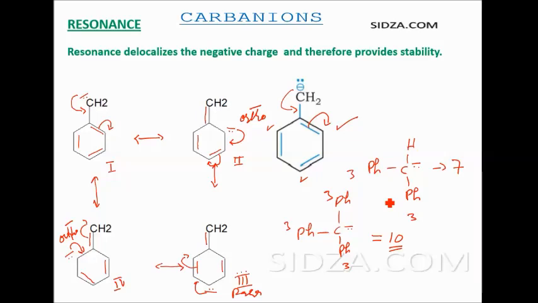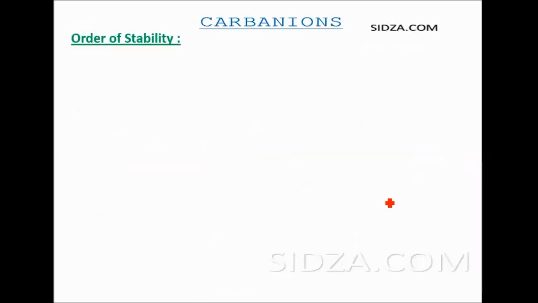So the higher the number of resonating phenyl rings, the more the stability, because there is more delocalization and the negative charge gets delocalized more. So therefore it provides more stability, right? So resonance provides stability. Electron withdrawing groups also provide stability. Electron releasing groups decrease the stability, right?